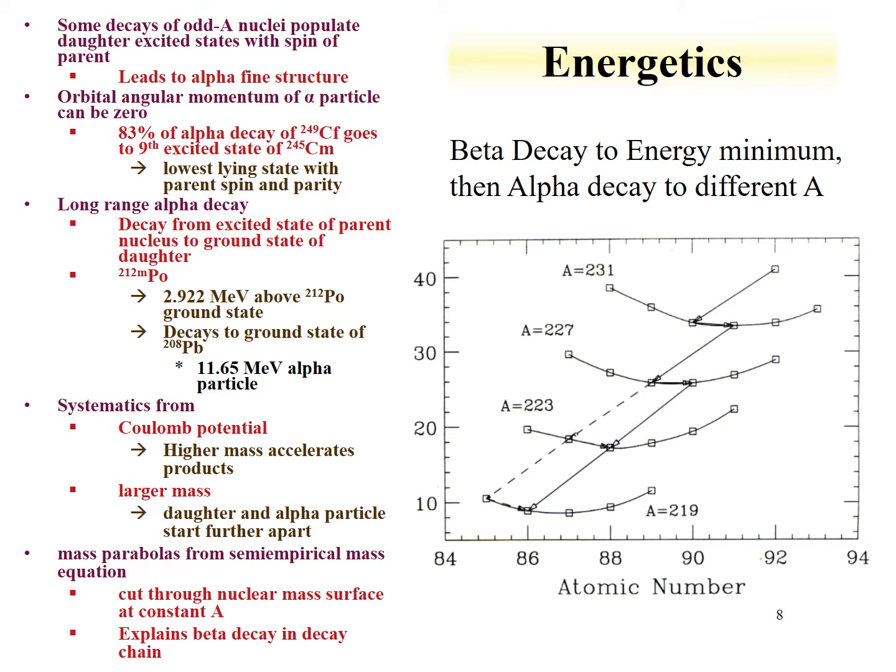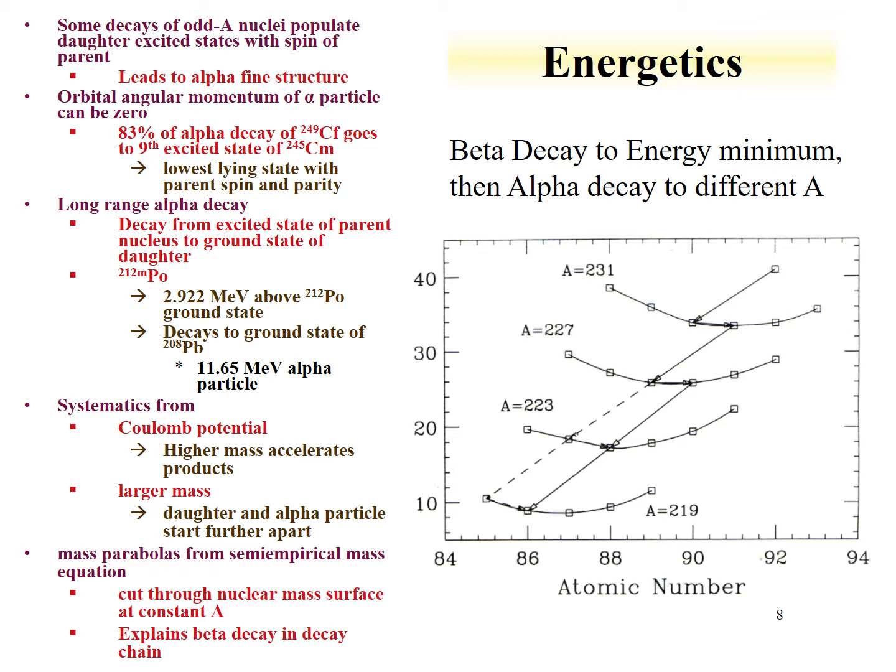So for instance, californium-249 goes to the 9th excited state of curium-245 because that is the lowest lying state with the same parent spin and energy. And we'll discuss this in a little bit more detail so that we can understand why certain isotopes have fine structure and certain don't. For instance, even nuclei, since their spin and parity is 0+, will often decay to the ground state of the daughter, because the alpha particle also has 0+ spin and parity.